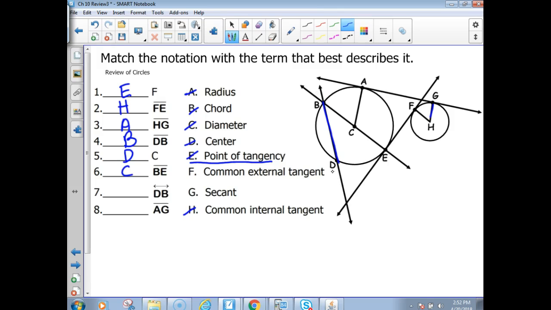And line DB, now you may not have known what that was, but I only mentioned it like once. We didn't do section 10.6, which was about secants. Line BD passes through the circle, and that would be a secant. And last, AG is a tangent on the outside of both circles, so that's a common external tangent, F.